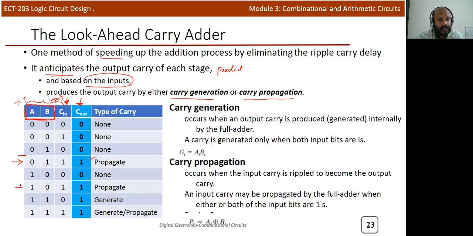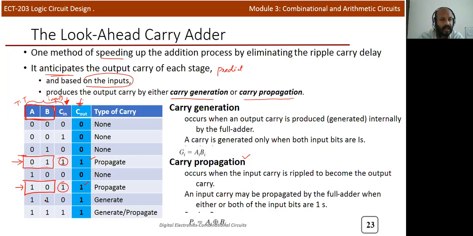Another case, you can see 1 0 1, A, B will be 1, 0. There also the carry out is equal to 1. Why we call it propagate means C in is directly propagated to the output side. Here you can see that either A or B is equal to 1. Here also, either A or B is equal to 1. So carry will be propagated. Carry propagation occurs when the input carry is rippled to become the output carry. The input carry may be propagated through the full adder when either or both of the inputs are 1. So now we consider either A or B is equal to 1.